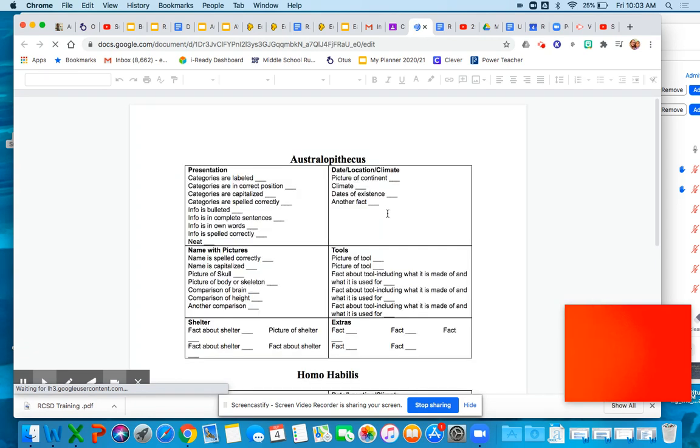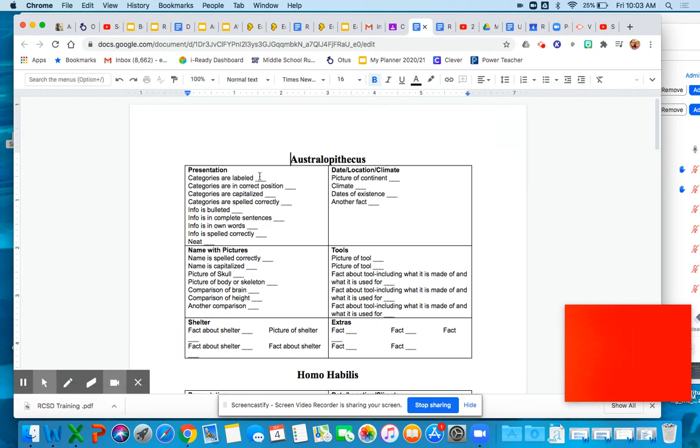I'll reassign just the Australopithecus part to you right now as soon as we're done. I forgot to put that on your Google Classroom. So when you're finished today, put a little X right here if you have actually finished it. Did you label all of your categories? Put an X if you did. Are your categories in the correct position? Well, they are because I did that for you.